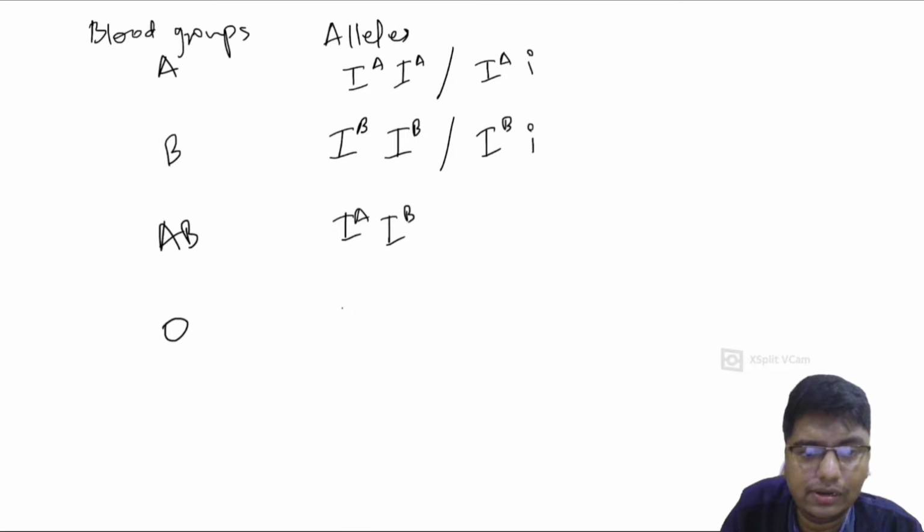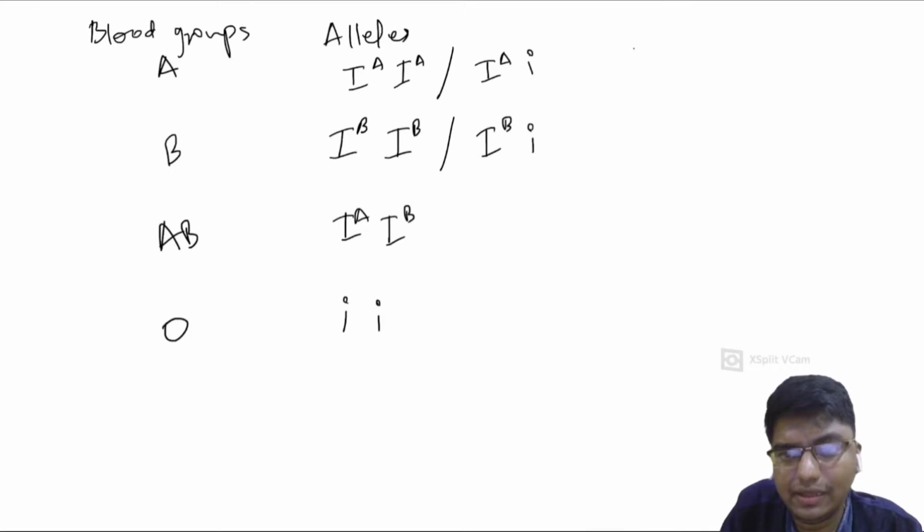Here the alleles are IA and IB, and here, for O, there are no such alleles, just small i. These are the alleles. In an individual, there are two alleles only, but talking about the whole community, there are multiple alleles. For this blood group system, the alleles are IA and IB. These two alleles are codominant for each other.